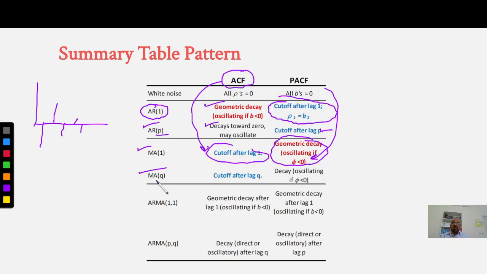And the same is the case for moving average: its ACF will cut off at lag Q, and its PACF will be geometrically decaying. But if it's a mixture of both, then your ACF and PACF will both decay geometrically.